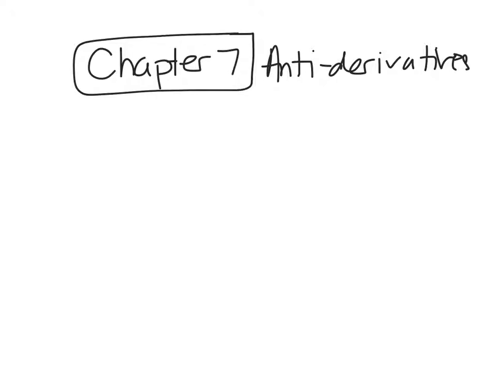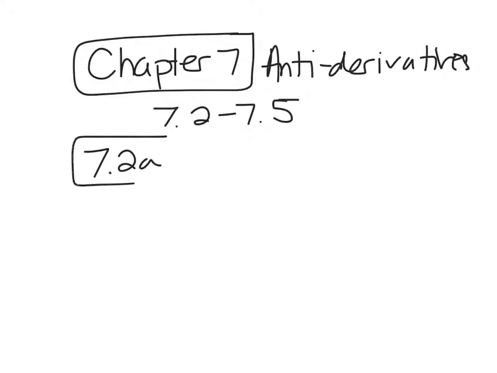Okay, so we're going to get through this chapter, which is going to be 7.2 through 7.5, so we will skip 7.1. We're going to do 7.2a today and 7.2b tomorrow. We're going to talk about two different things today: the indefinite integral and U substitution.